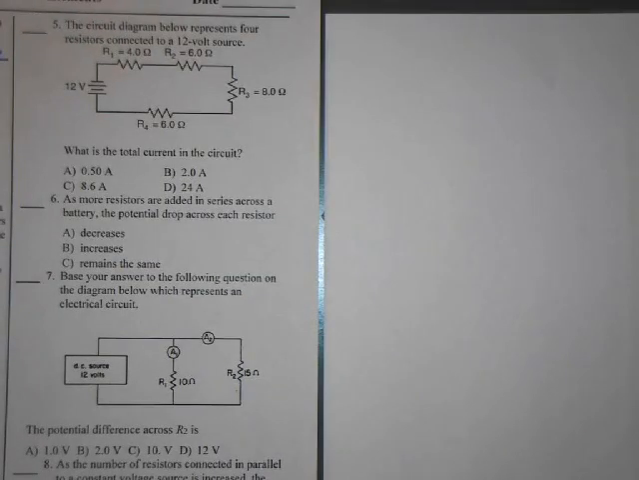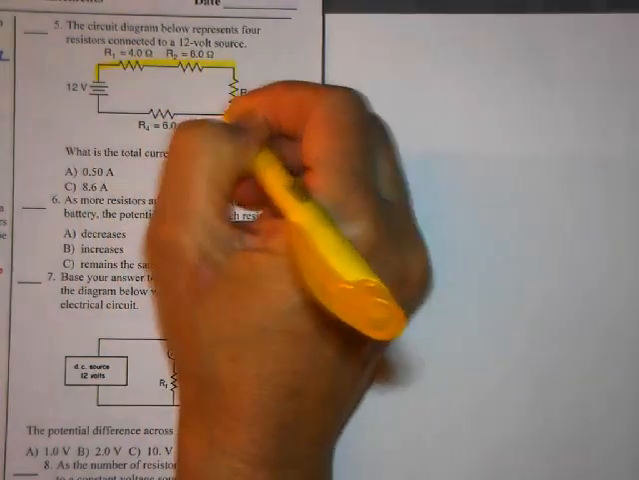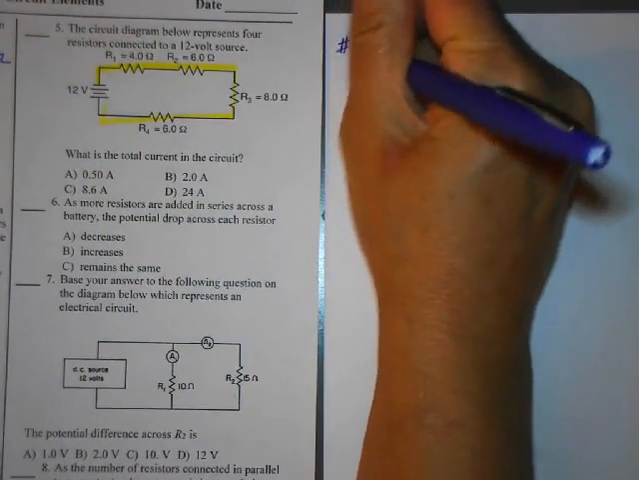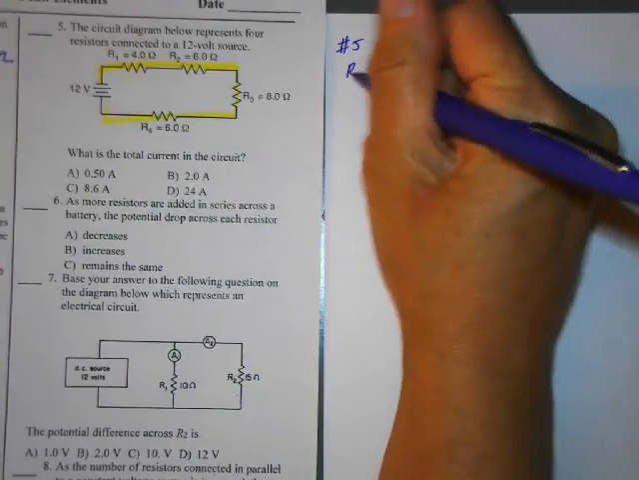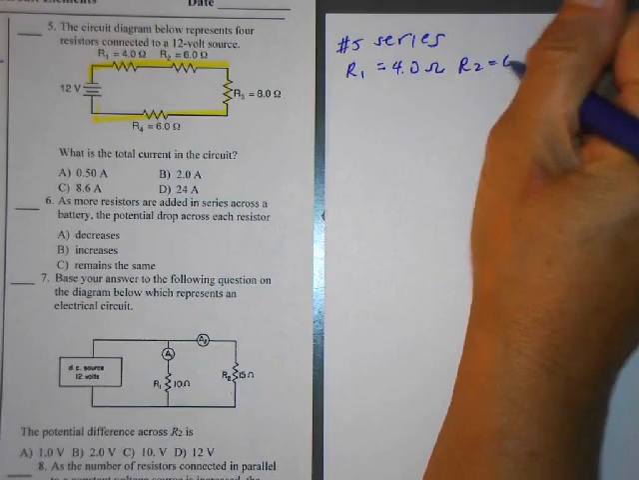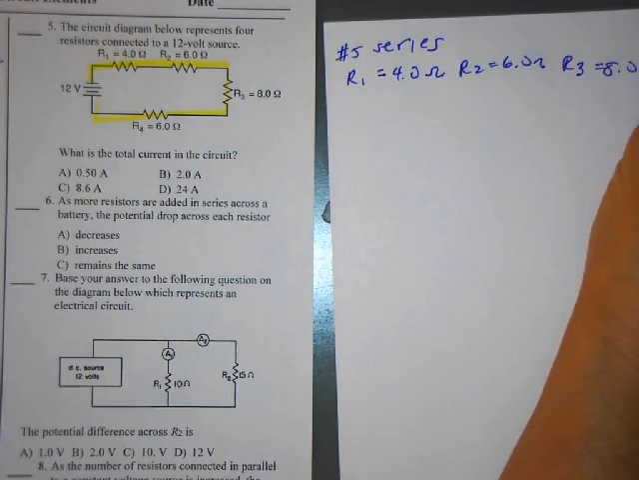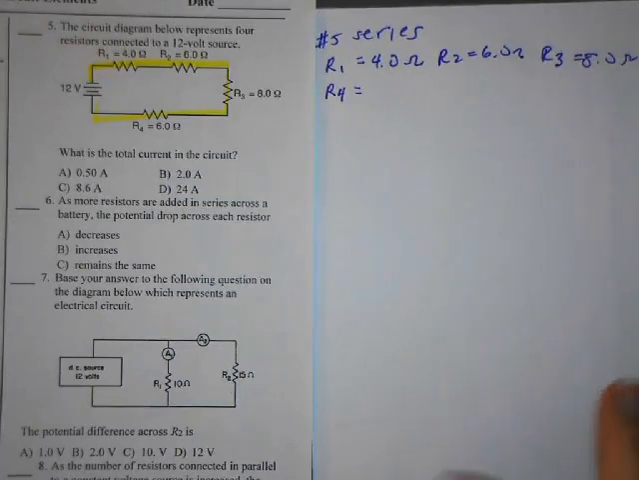The circuit diagram below represents 4 resistors. So the first thing I'm going to say is, is it series or parallel? Well, here's my battery, and the same current is going through all the resistors. There's only one path, so I know that it's going to be a series circuit. So I know that R1 is 4 ohms, R2 is 6 ohms, R3 is 8, and I ran out of space, and R4 is 6.